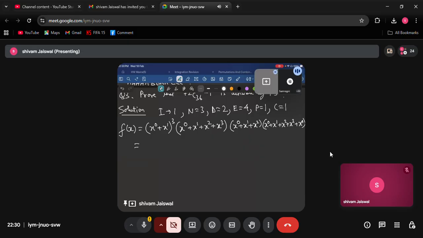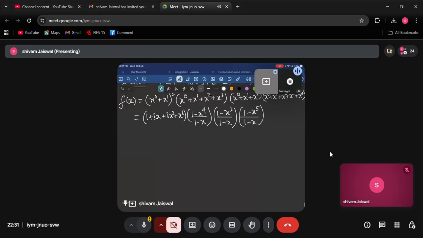So over here we have got 1 plus x whole cube. That means 1 plus 3x plus 3x square plus x cubed, multiplied by, over here there are 4 terms, so 1 minus x to the power 4 upon 1 minus x, multiplied by 1 minus x cube upon 1 minus x, multiplied by 1 minus x to the power 5 upon 1 minus x.